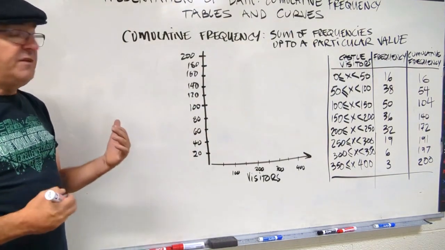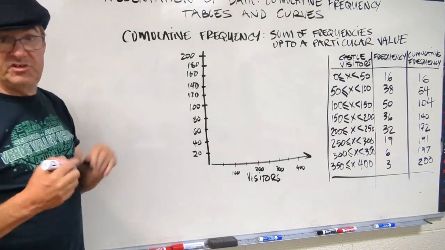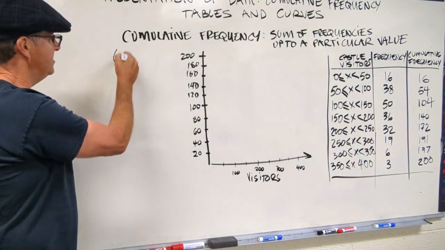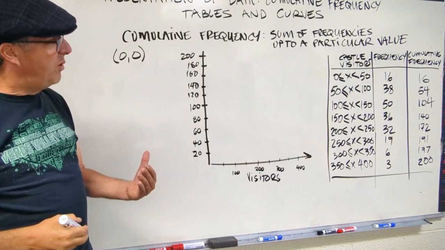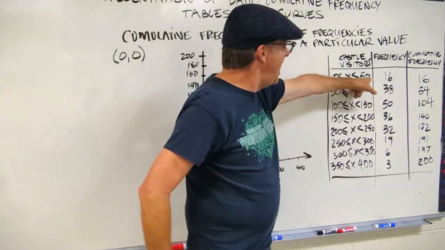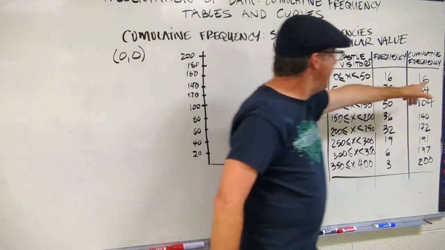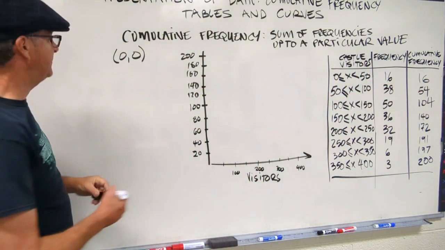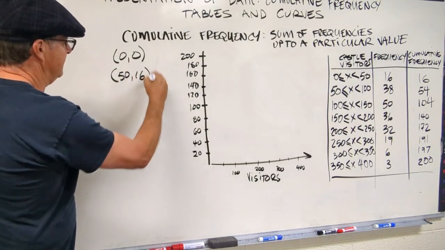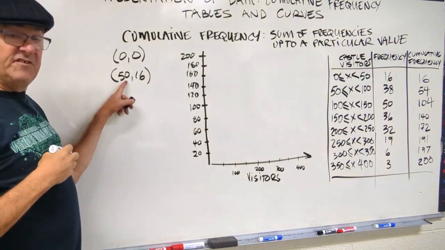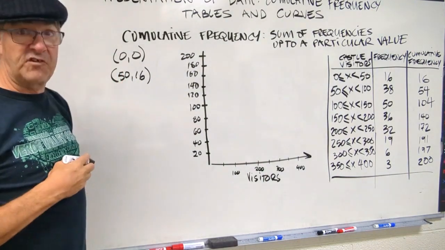Okay, so now we need to figure out our points, the points that go on our graph. The first thing you need to remember is your first point is going to be 0, 0. Okay? Now, the second point is going to take the higher member of your first class, and the cumulative frequency for that class. So our second point is going to be 50, 16. So that means we had 0 to 50 visitors on 16 different days. Okay, so that's basically just our first class.